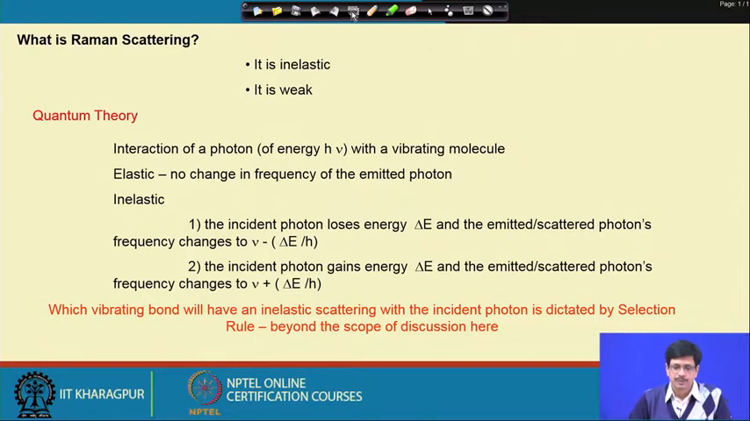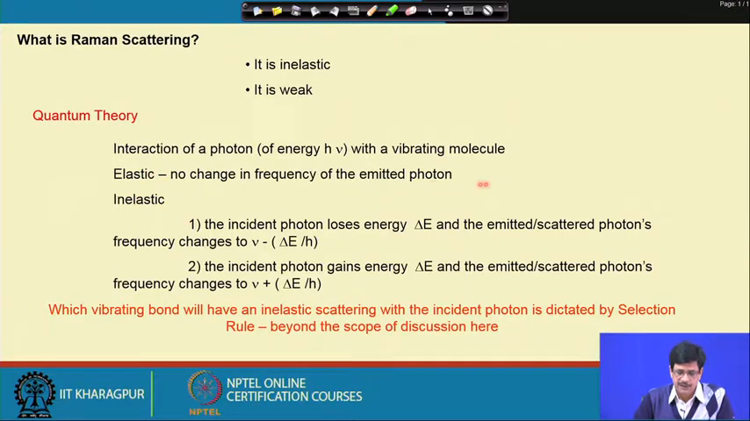And so the fundamental aspect is that it is inelastic scattering, and it results from the interaction of the electromagnetic energy with the vibrating bonds in the molecules. We can understand this using quantum theory, which will be a bit difficult for us and also a bit out of scope of this lecture series, but just to begin with, we know that the photon will have the energy h nu in its interaction with a vibrating molecule.